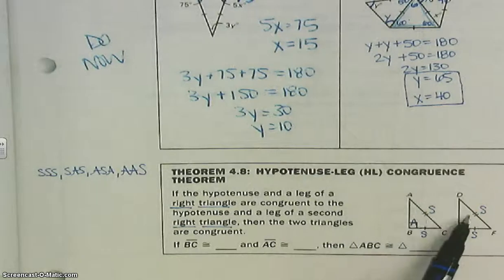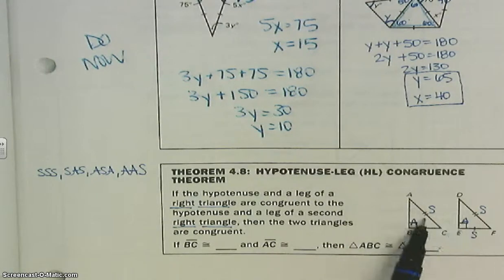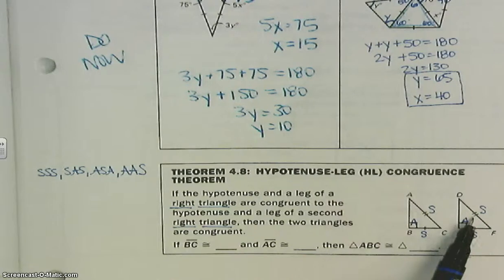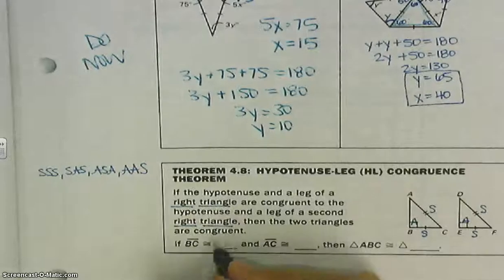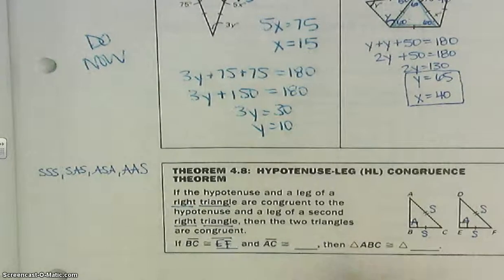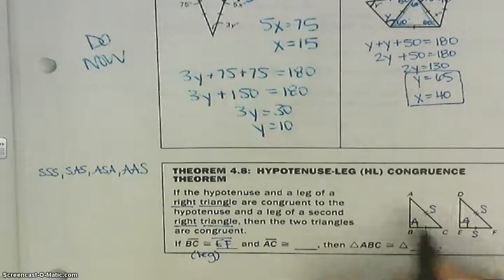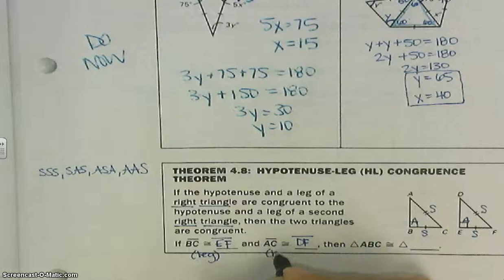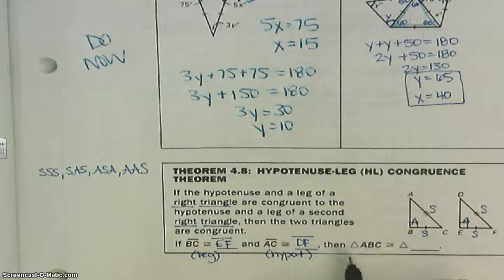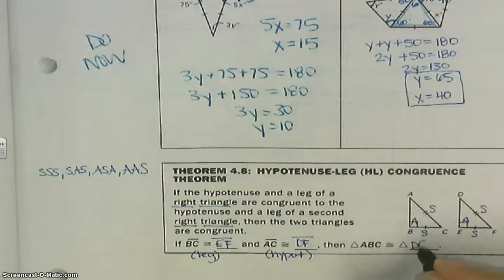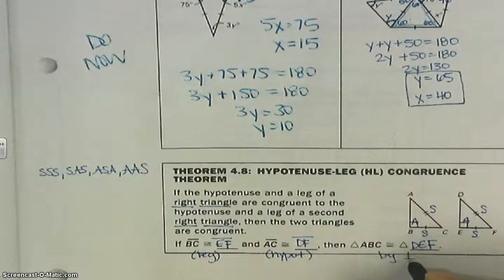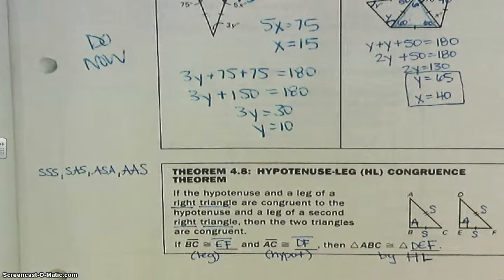Because if you look at the hypotenuses, hypoteni, I'm not sure how to pluralize that, are congruent, and one set of legs are congruent. All right, so BC is congruent to EF. That's your corresponding legs, and AC is congruent to DF, which is your corresponding hypotenuse. So triangle ABC is congruent to triangle DEF by HL.